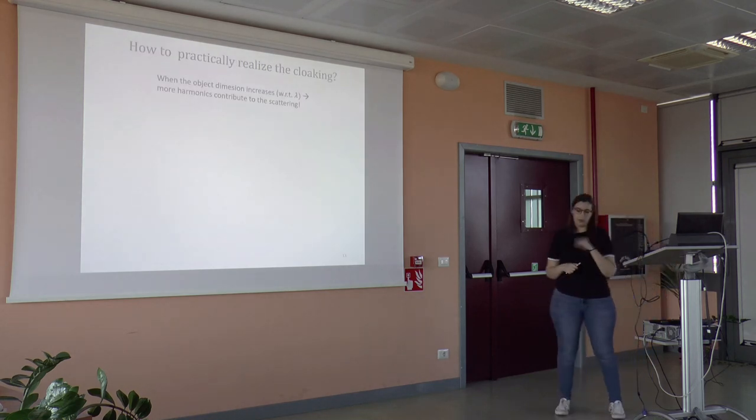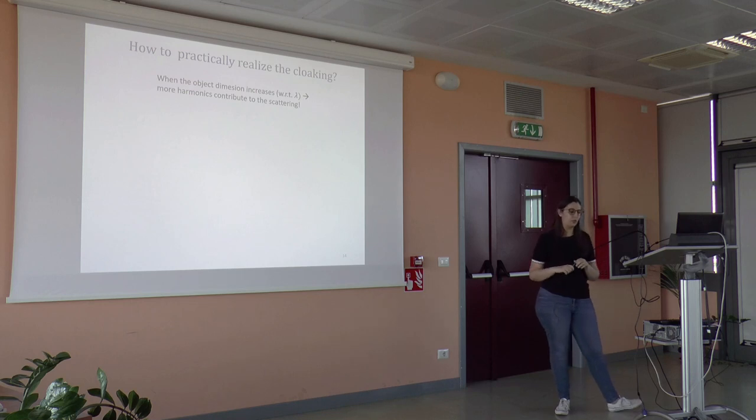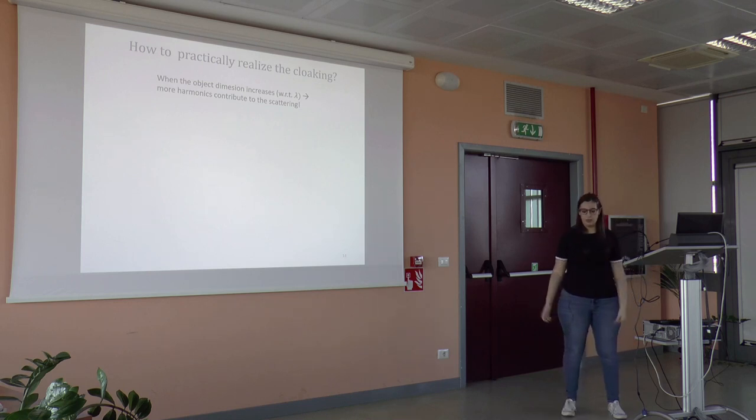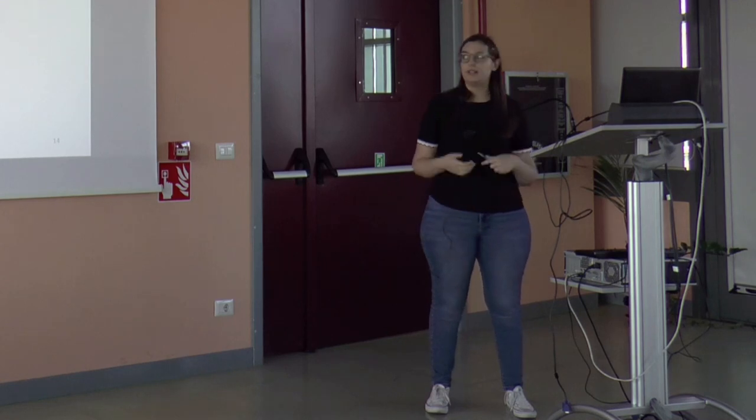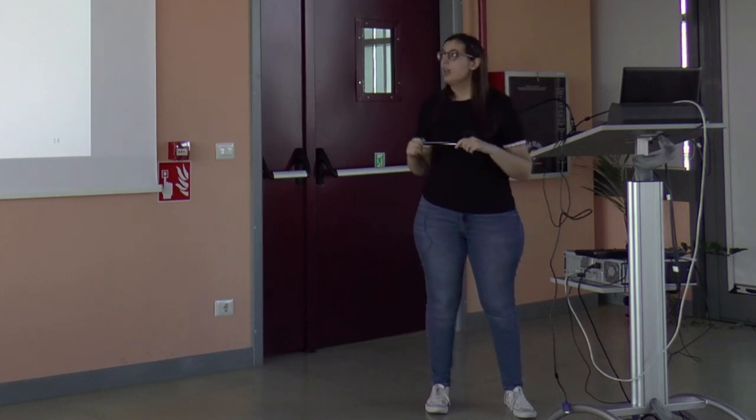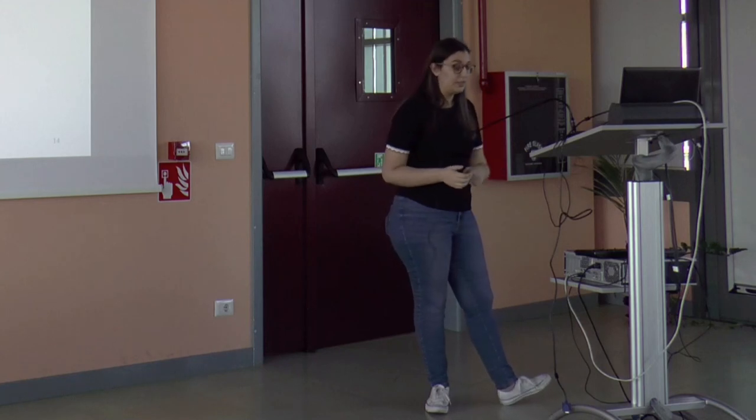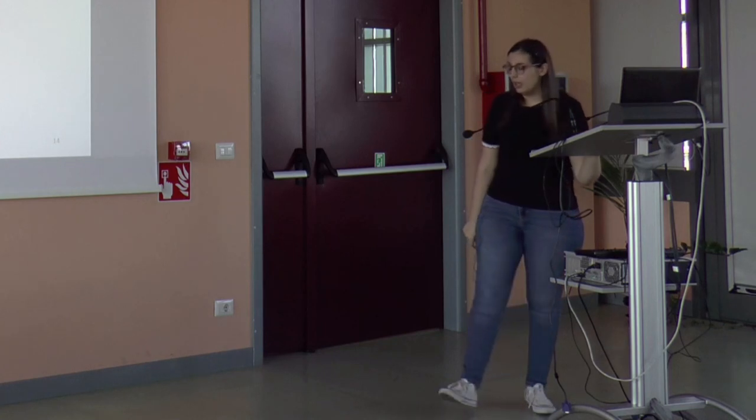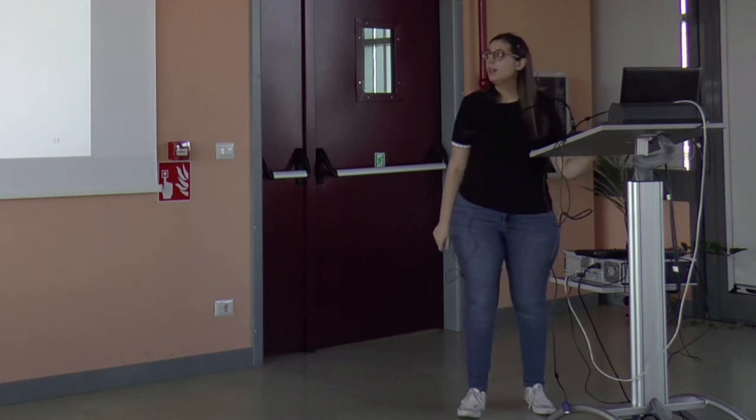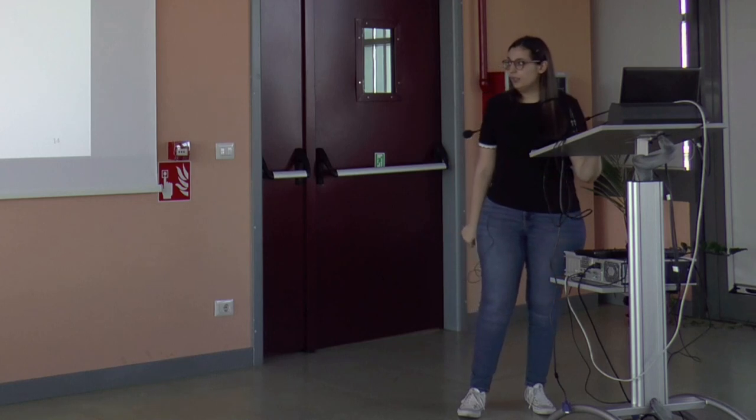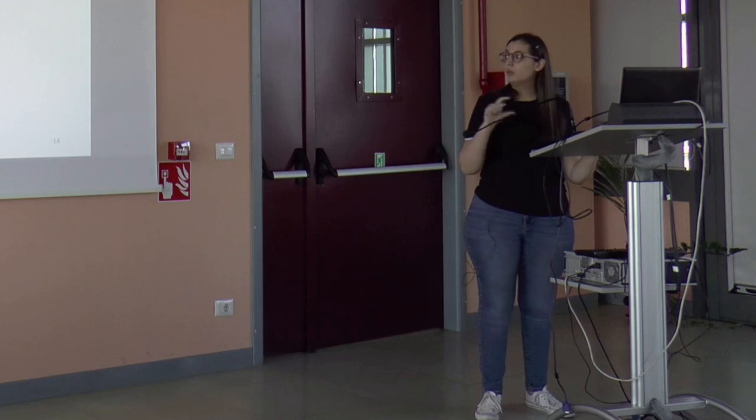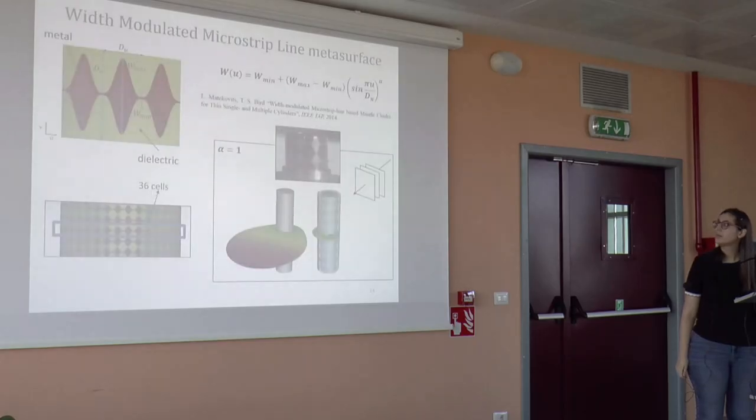We said that one homogeneous value of surface impedance could effectively cancel one harmonic. The problem is when the object dimension increases with respect to the wavelength and more harmonics in this case contribute to the scattering. Therefore, a homogeneous value of impedance is no more sufficient to cloak the object. An idea is to use a modulated microstrip line to realize our metasurface. So we have a microstrip line with a modulated width.